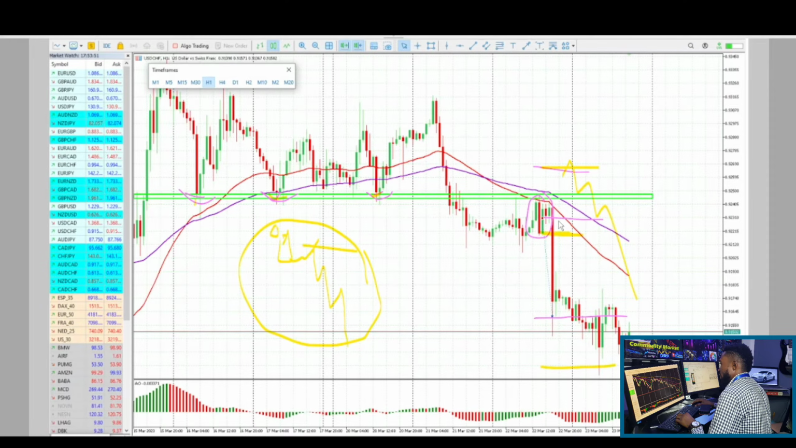If the market leaves, then what will happen? Is today the only trading day? No. So this is where I took the trade and the profit was here.